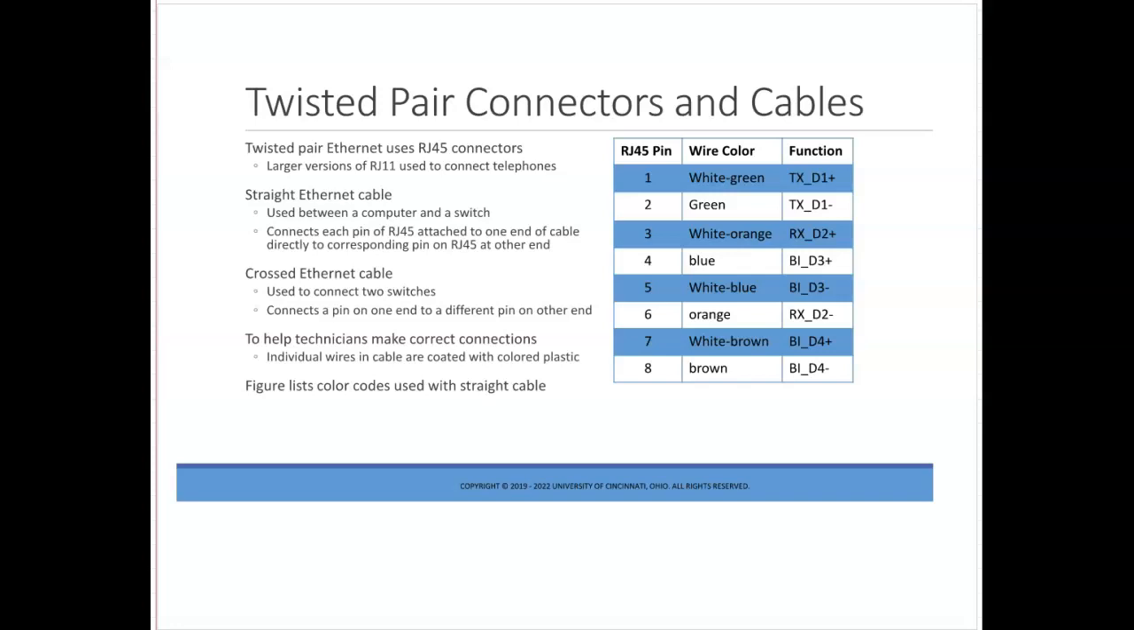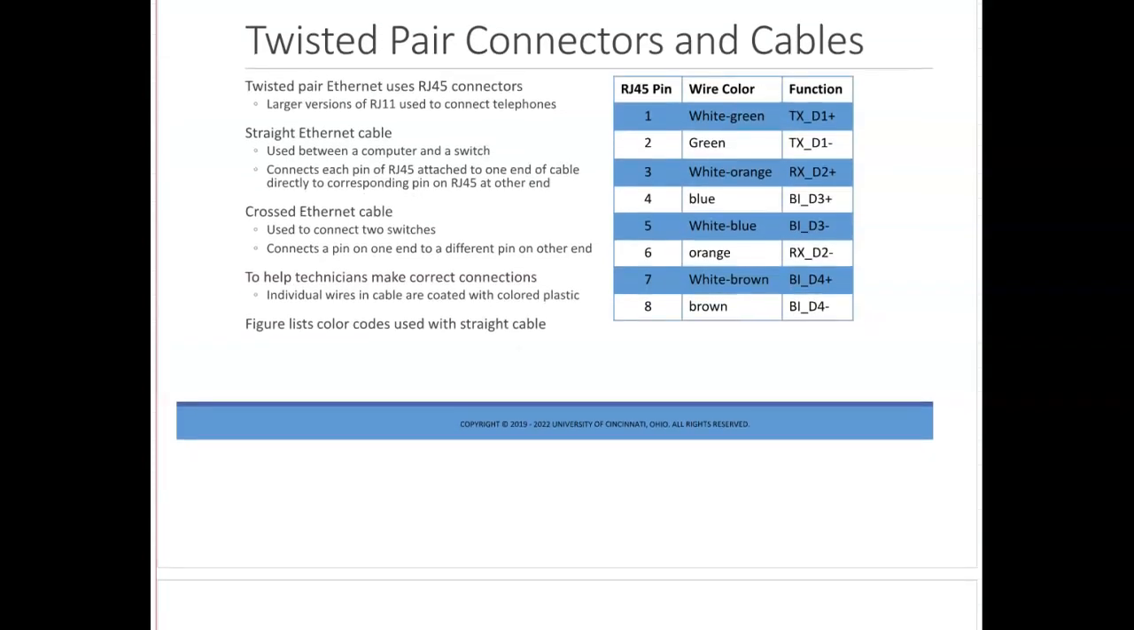To help technicians make correct connections, individual wires in Ethernet cable are coated with colored plastic. This might seem familiar from when you were making your patch cable a few weeks back in our patch cable lab. The table lists the color codes used with a straight cable: white-green, green, white-orange, blue, white-blue, orange, white-brown, brown. Twisted pairs carry complementary signals.